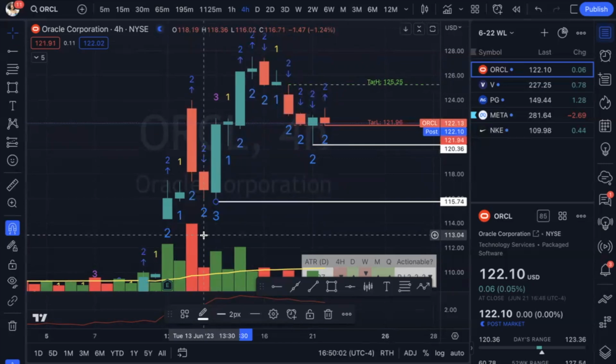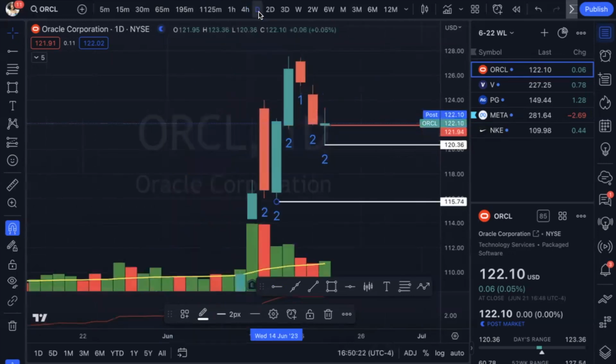So I'm going to remain only within the time frames necessary for this, because this is going to be a day trade. I'm only going to work my way between the day, the 4 hour, and the 1 hour. So I have my signal for the downside based on the 4 hour. Now I'm going to see if there's a signal I can find to the upside based on the day. All right, so there is.